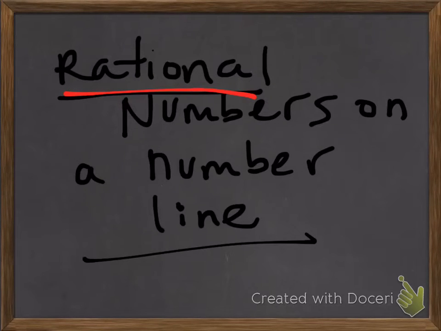It is a number that can be written as a ratio, so you will see it written as a fraction, in which you'll see a numerator and a denominator. With any whole number, like the number 8, it is a rational number, and you can write it as 8 over 1. So we're going to be focusing on rational numbers on a number line.